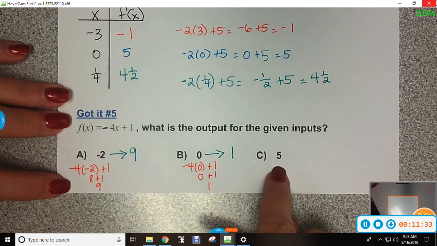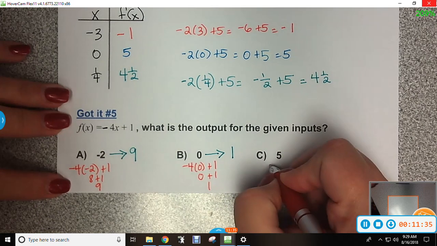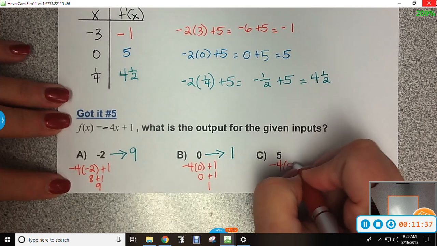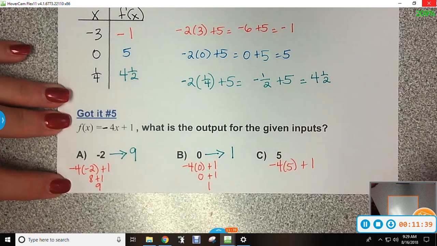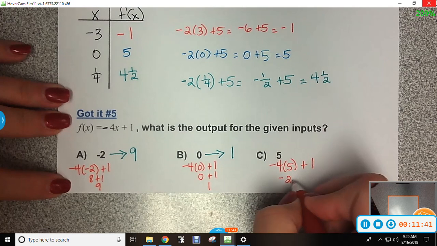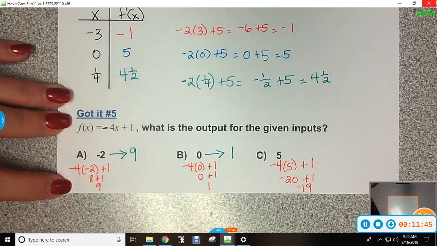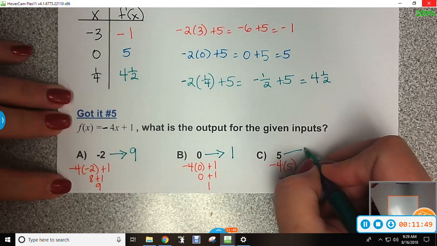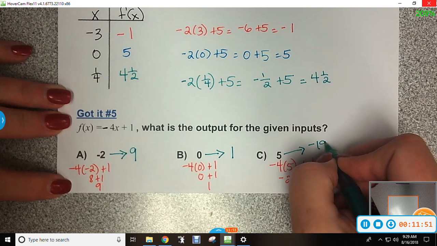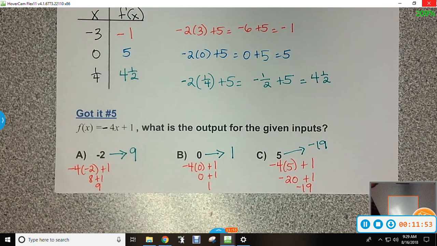And now when I plug in a 5, negative 4 times 5, that gives me negative 20, plus 1 is negative 19. So when my input is 5, my output is negative 19. All right, and that is all for section 2.1.